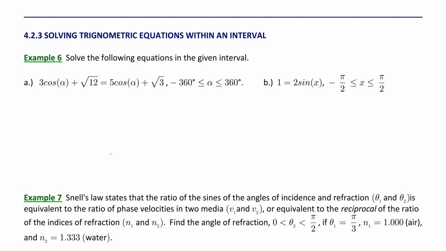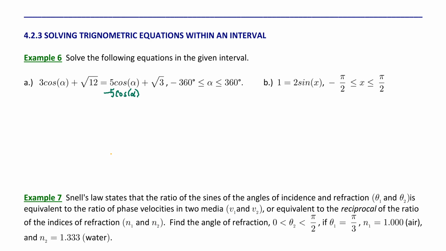Solve the following equations in the given interval. So on question A, we have 3 cosine of alpha plus square root of 12 equals 5 cosine of alpha plus the square root of 3. But we only want the solutions for alpha between negative 360 degrees and 360 degrees. We'll start the process in the same way. Remember, our first goal is to isolate that cosine function.